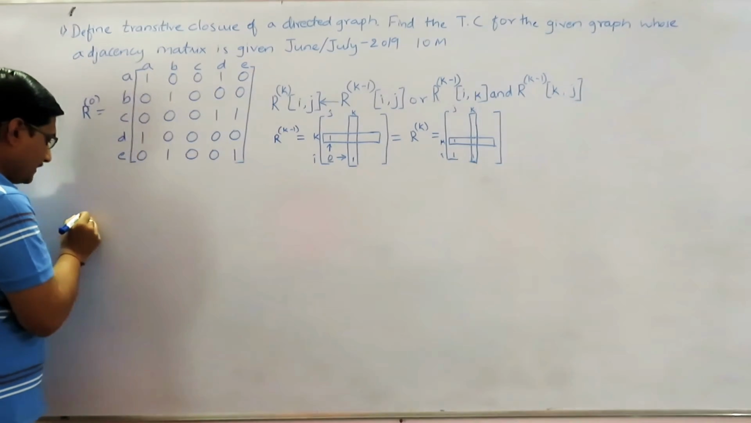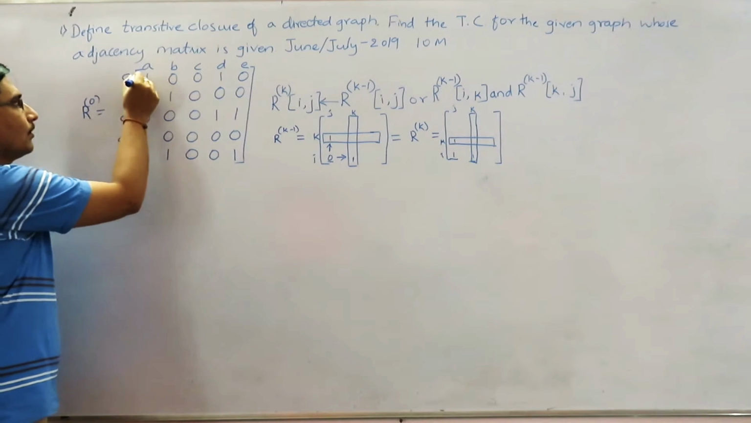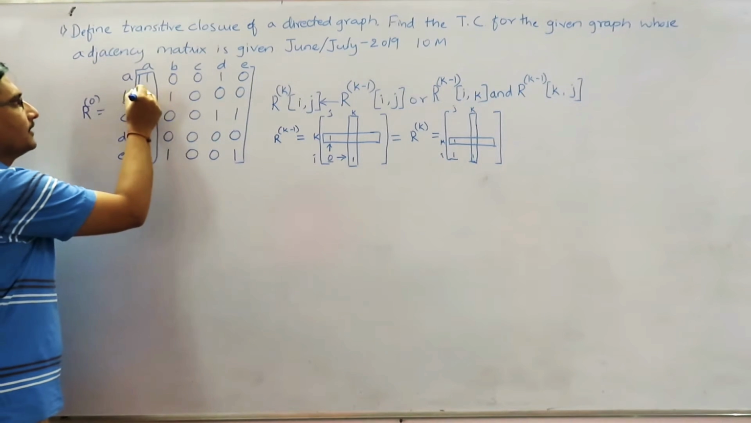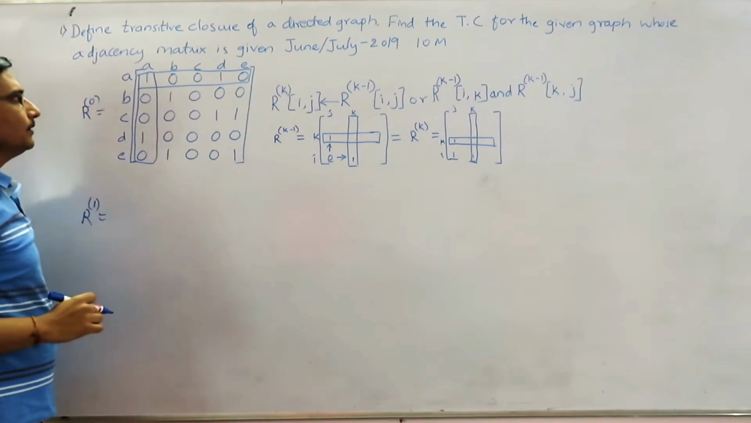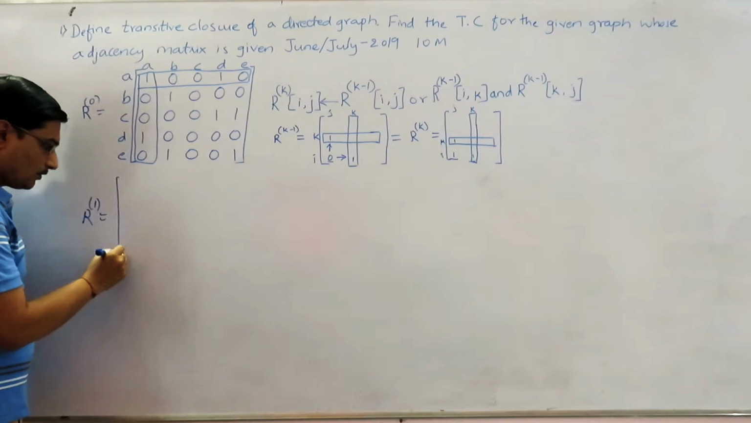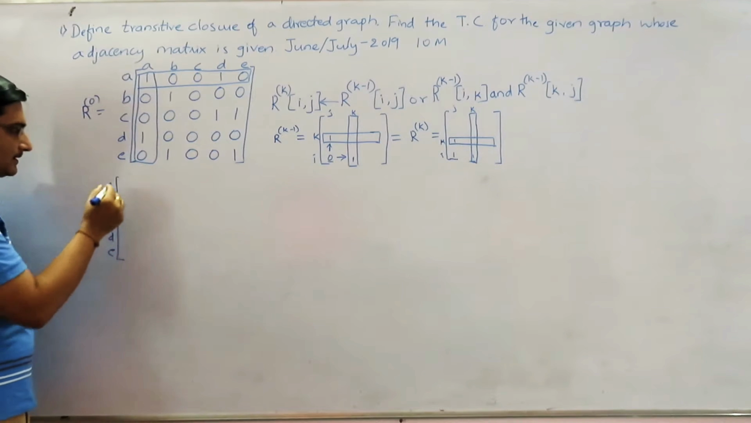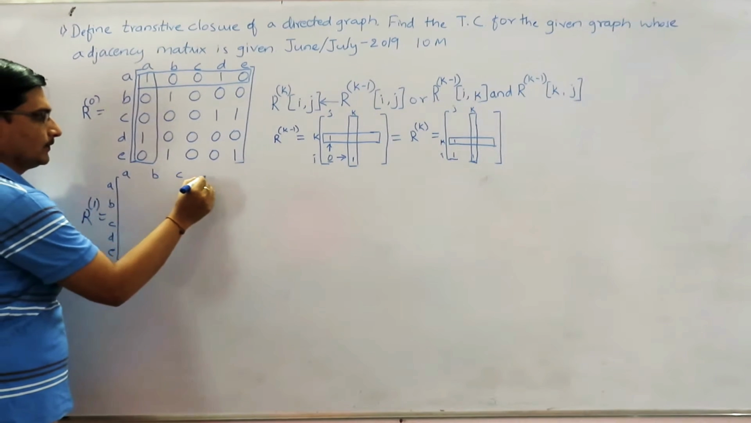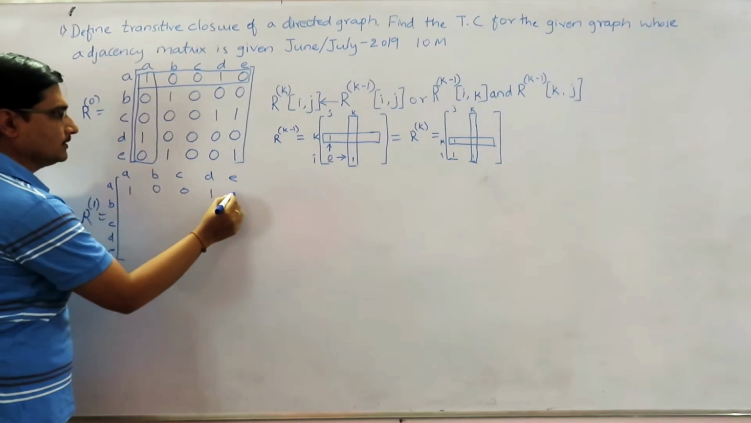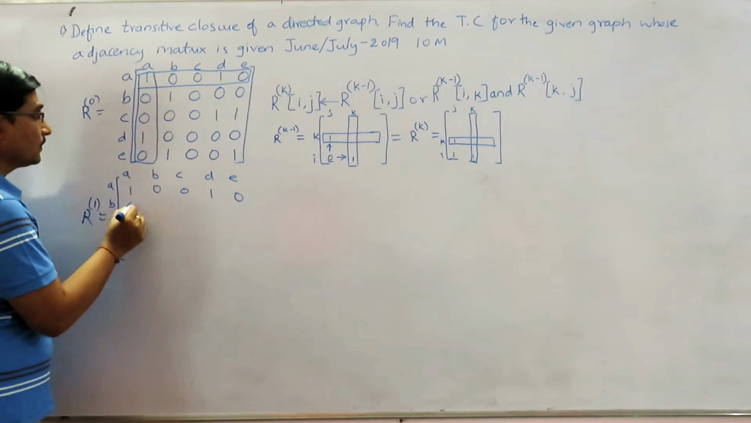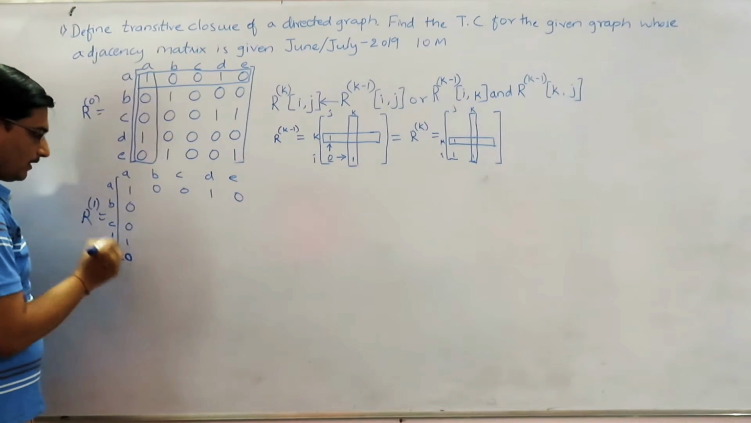So to find R1, let us consider the first row and first column of R0. That row and that column are not going to change in R1, so let us write them as they are. It is 1 0 0 1 0, and this is 1 0 0 1 0. They are not going to change.